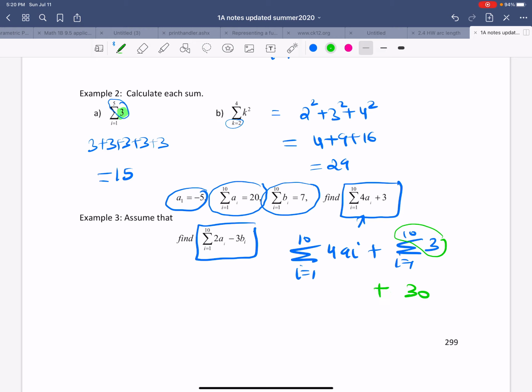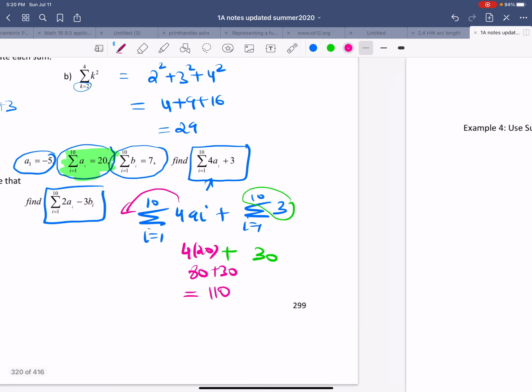And in the first part, I can pull the constant 4 out and do the summation of a i, i equals 1 to 10. And I already know that summation is equal to 20. So if I pull the 4 out, this would be 4 times 20 plus 30. 4 times 20 is 80, plus 30. 80 plus 30 is going to be 110.